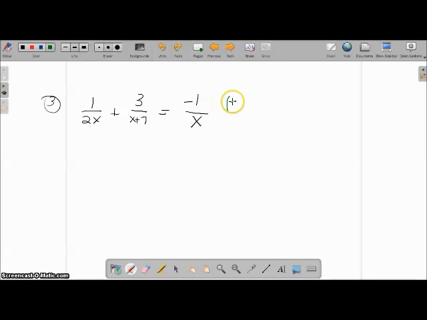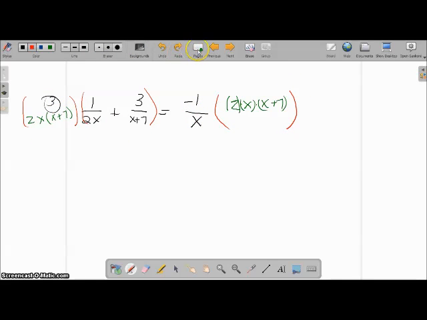What we're going to do is multiply both sides of the equation by what that would be, which would be 2x times x plus 7. I guess we'll put parentheses like that. All right? 2x times x plus 7. We're going to multiply both sides of the equation by that. We're going to multiply the left side of the equation by that, and the right side of the equation by that. When we do that, this is what happens.